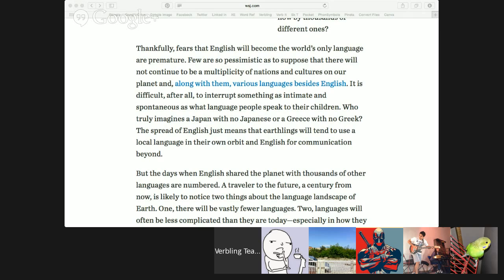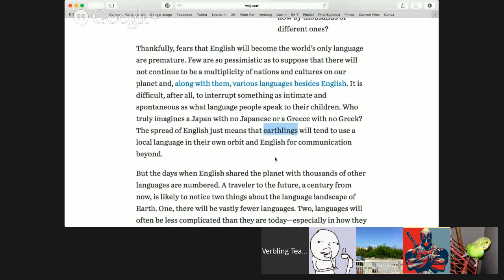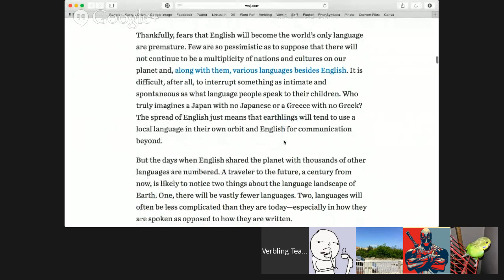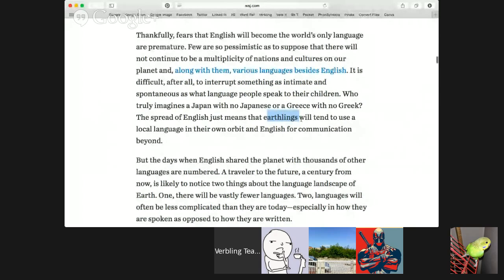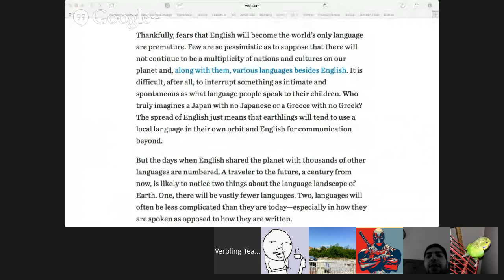Has anyone ever heard this before? No? All right, never saw. Earthlings is just a way of saying people that live on the planet Earth, and it's used in the context of aliens or space or something to do with science fiction, okay? As opposed to aliens or as opposed to Martians or something. Yeah?